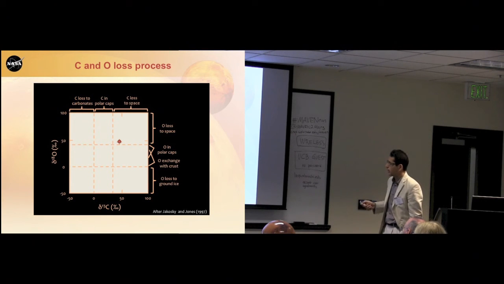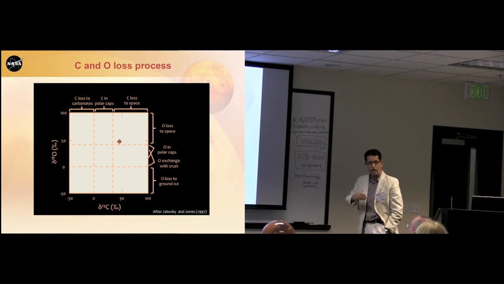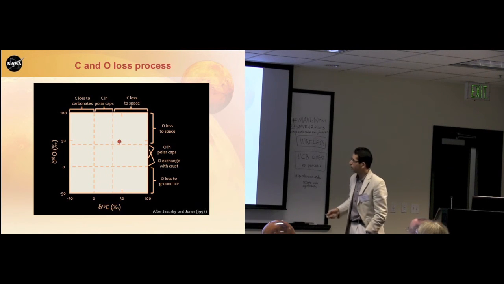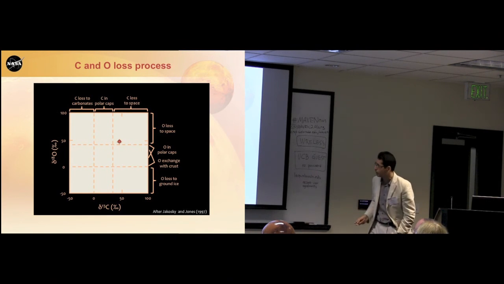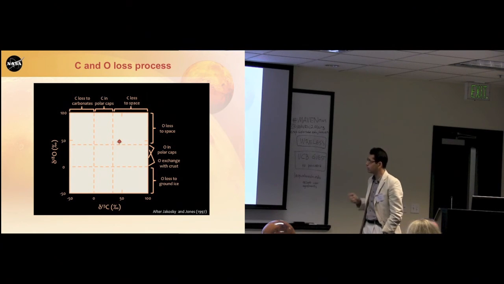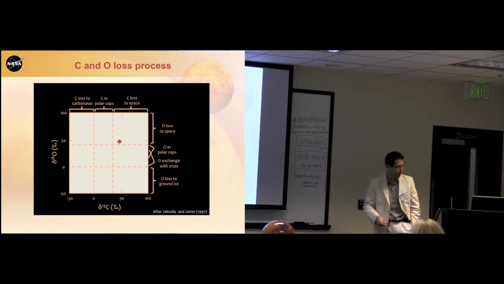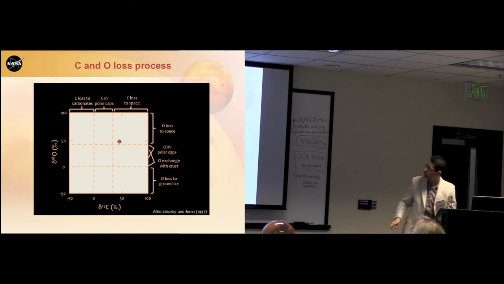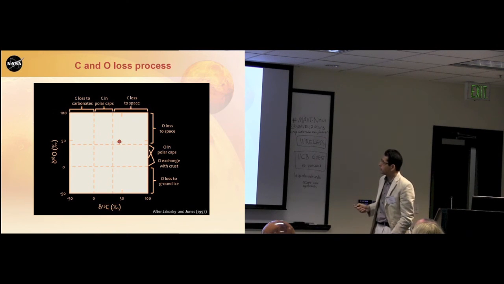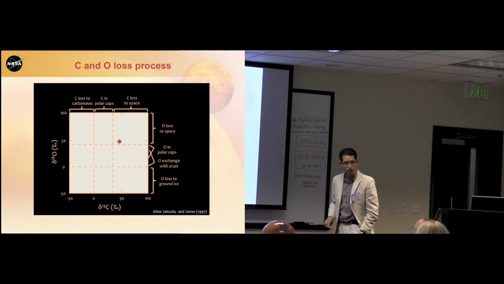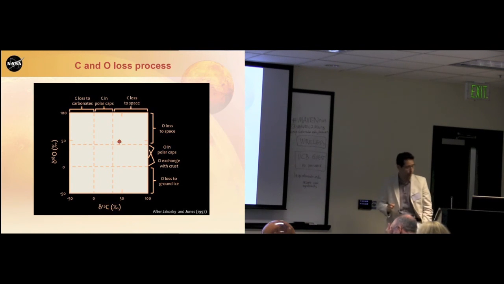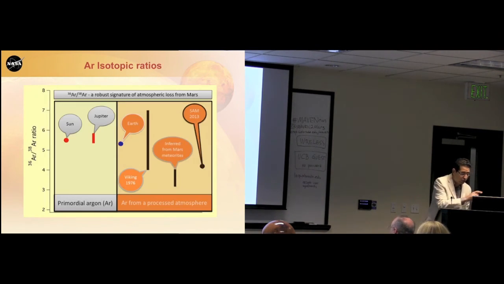You can actually tell what processes contributed to or were the driver behind the loss of oxygen and carbon. So it was very important for us to take those carbon-oxygen measurements and drop them somewhere on this graph and see what we find. And it comes in a quadrant where we think that the carbon and the oxygen were lost dominantly to space. So this is a very important result, but that was not the only result.